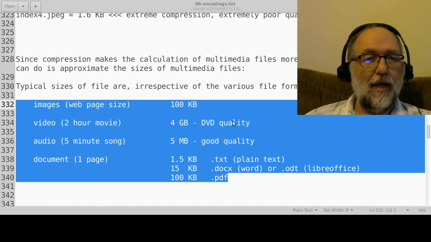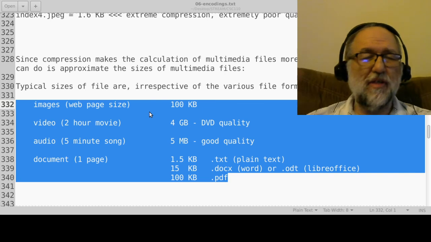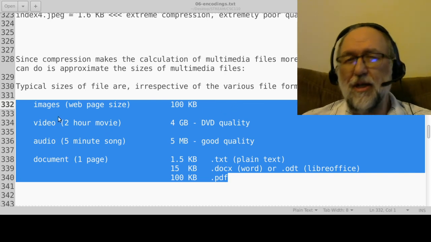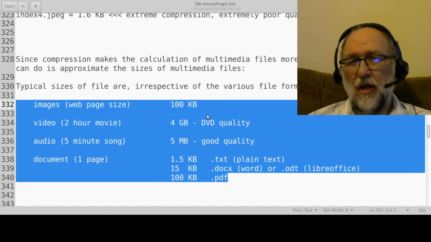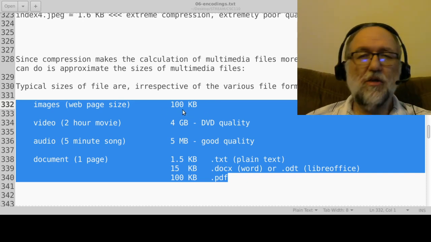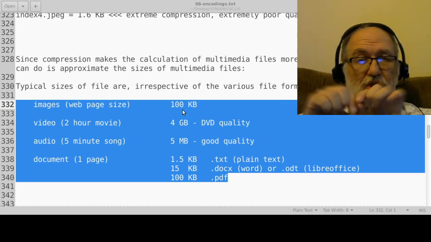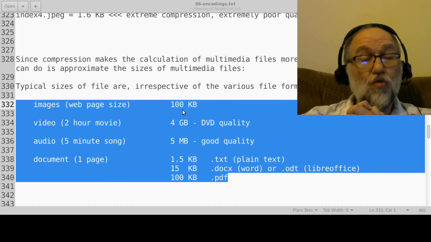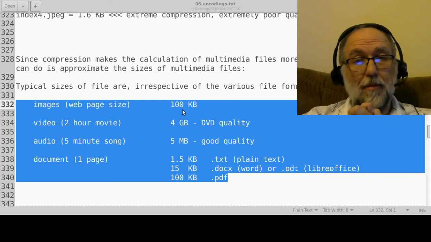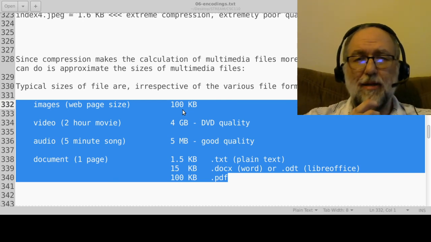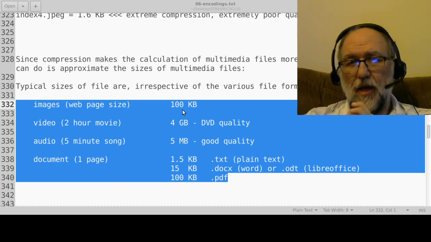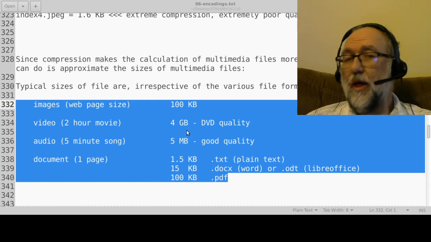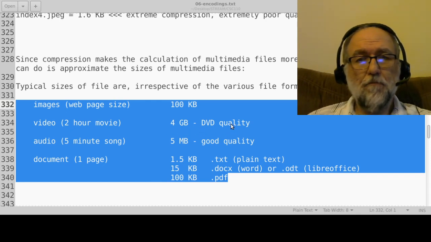And what's that table say? That table says, just roughly speaking, and you'll see what the word problems are in the next video, that a low quality web image is about 100 kilobytes in size. If you take a look at a web page, you know how web pages have images in them. A typical web page image is only about 100 kilobytes. A really high quality image might be in the megabytes, but we're just going to talk about low quality images, about 100 kilobytes. A video, like a 2-hour movie, is about 4 gigabytes in size. That's like DVD quality.